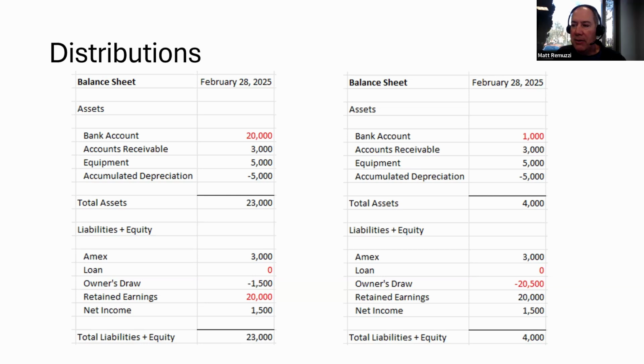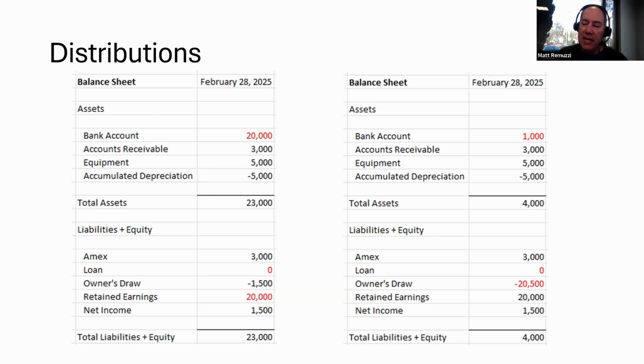On the liabilities and equity side, what happens? Your owner's draw goes from minus 1,500 to minus 20,500. So your retained earnings didn't change, because that's still how much the business has made in the past. Your net income didn't change, because that's still how much profit we've made from January through the end of February this year. What's changed is the owner's draw.